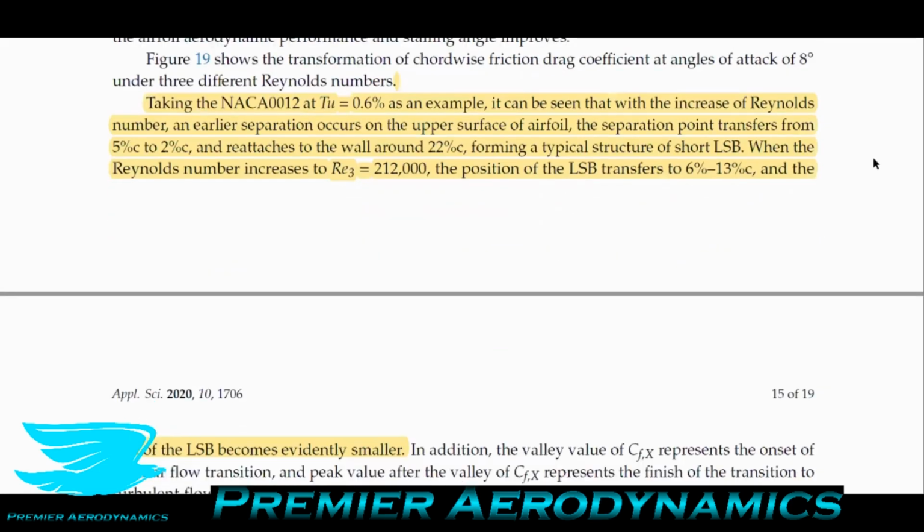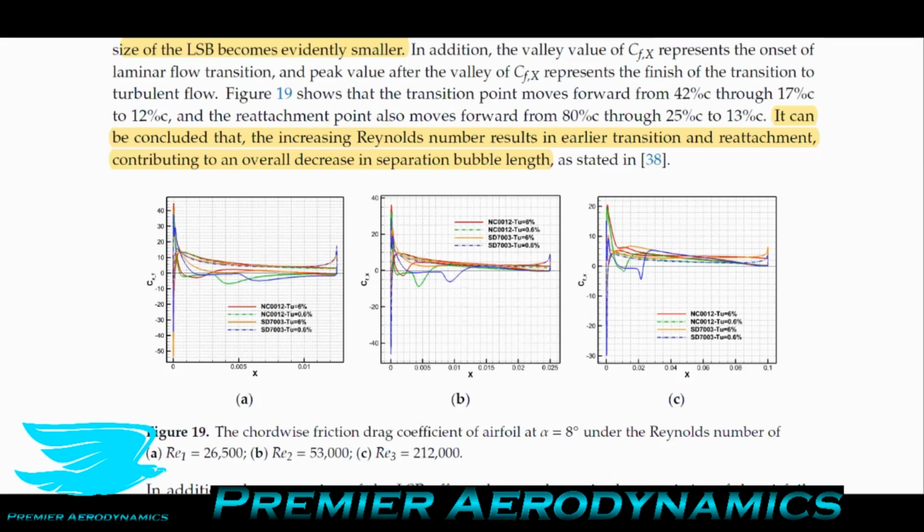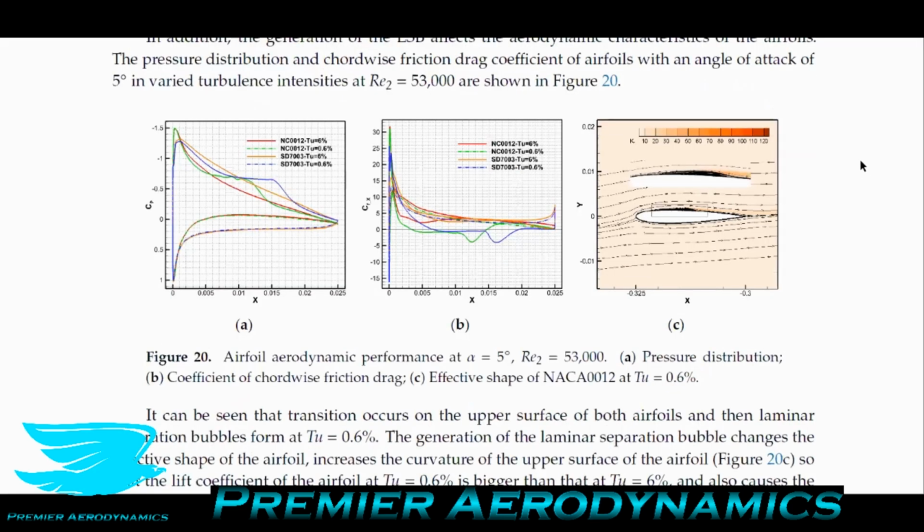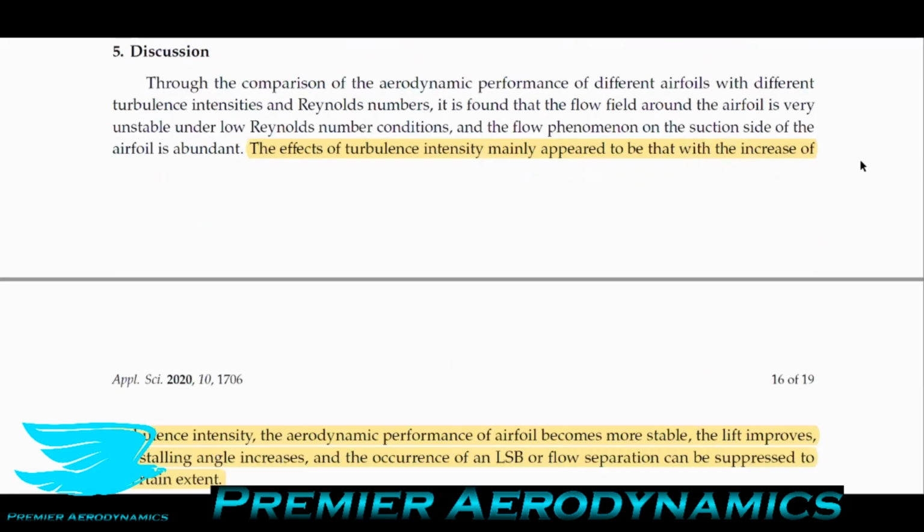Then they talk about how the separation point transition changes between the high TI and the low TI, so the high turbulence and low turbulence, and in effect, it just delays separation. So instead of, for example, at one angle of attack, they said that the flow separates at 5% of the chord, and now it's being delayed. And they conclude saying it can be said that the increasing Reynolds number results in early transition and reattachment of this laminar separation bubble, contributing to an overall decrease in the separation bubble length. So again, as I mentioned, this all affects the LSB, the Reynolds number, and the turbulence intensity.